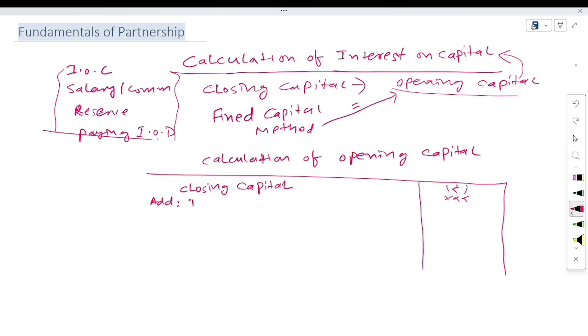If drawing made by partner is given, if it is mentioned in the question, then you have to add this one. If interest on drawing is given, then also you have to add this. And if share of loss is already debited, if it is mentioned already debited, then you have to add this one.